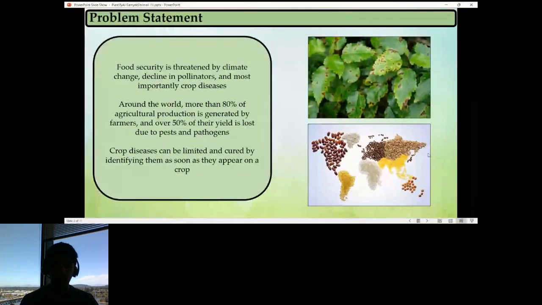Around the world, more than 80% of agricultural production is generated by farmers, and over 50% of their yield is lost due to pests and pathogens. This leads to massive losses in the food supply and a large number of hungry people, specifically the farmers and their households who account for a fraction of hungry people being 50%. Fortunately, these diseases can be limited and cured by identifying them as soon as they appear on a crop.